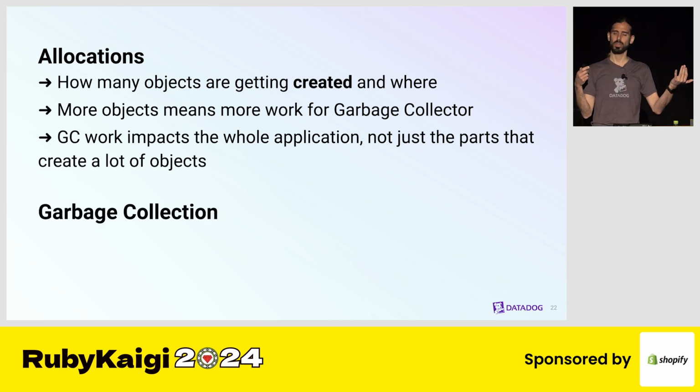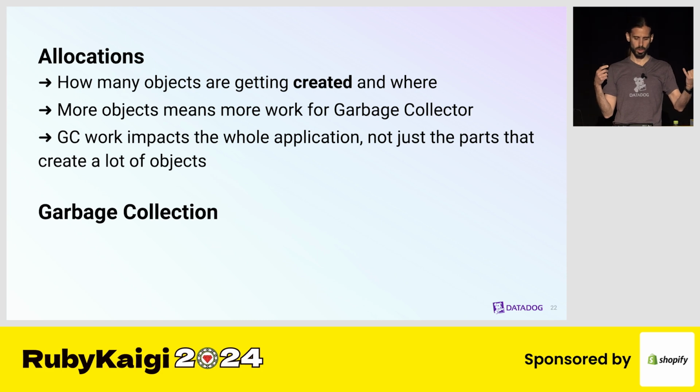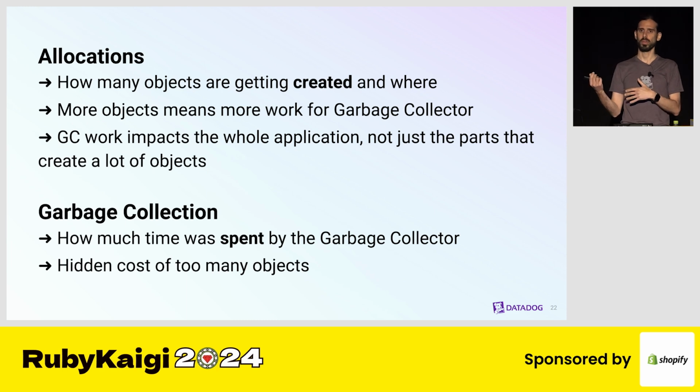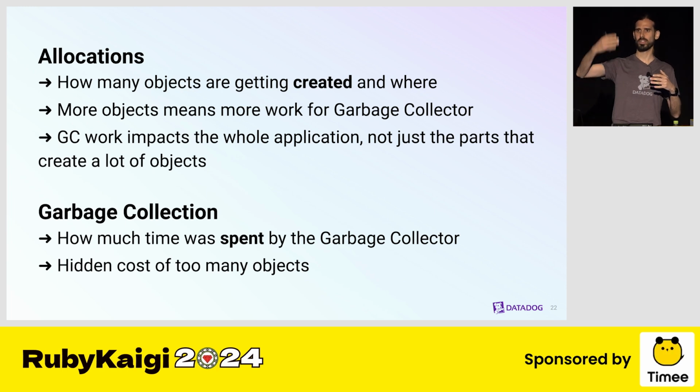And also we support having information for garbage collection. So how much time was spent by the garbage collector, and this is kind of the cost of too many objects. So if you think about it, allocations and garbage collection are two sides of the same coin. Allocations are the cause of the problem, like where are you allocating all of these objects? And garbage collection is the result. How much is it costing you? Like what's the impact on the application? So they pair really well together.